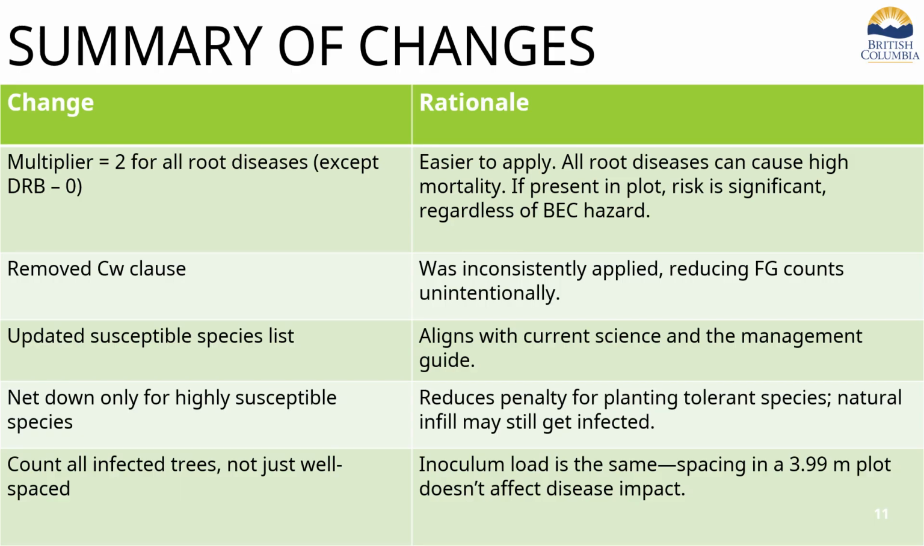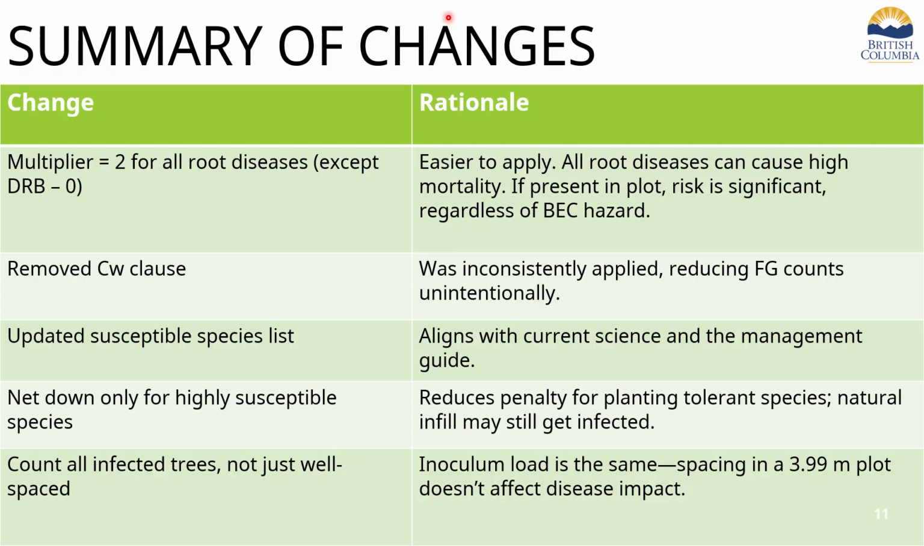Again, all the changes were developed by the provincial pathologists in consultation with survey subject matter experts. So first, they've decided to make the multiplier 2 for all root diseases, all subzones, and all species. That's going to massively simplify this process. The justification for removing the variances for the PP, IDF, and MS is that all root diseases can cause high mortality. If they're present in a plot, the risk is significant, regardless of the Beck hazard.